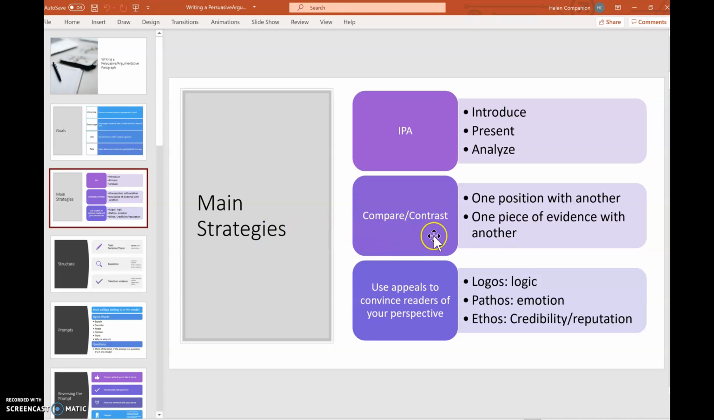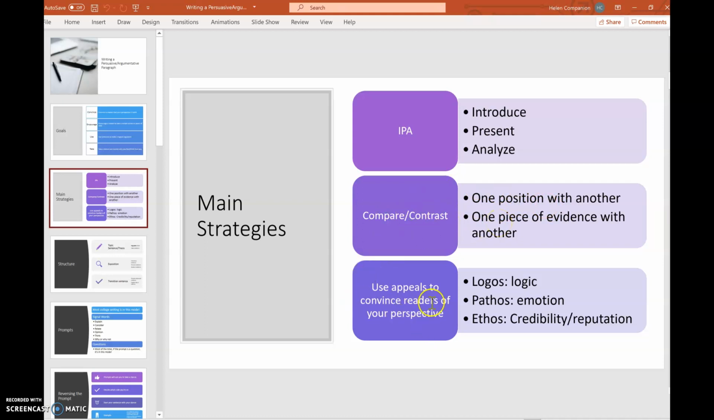The modes are not mutually exclusive, so compare contrast is actually used a lot in persuasive argumentative, especially when you're comparing one position with another or one piece of evidence with another to say why you agree or disagree with something. So let's say that you were writing a persuasive argumentative on why school should only be 3 days a week. You might compare someone who thinks school should be 5 days a week and why they think that with why you think it should only be 3 days a week.